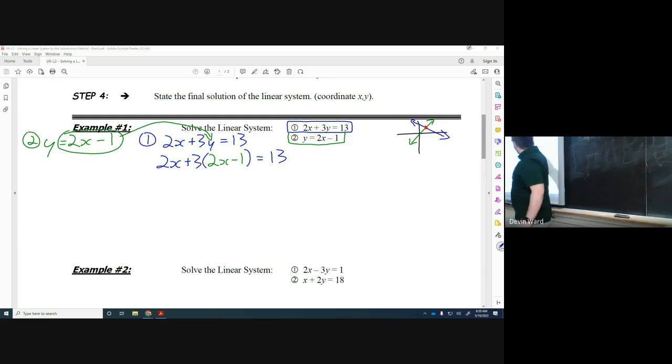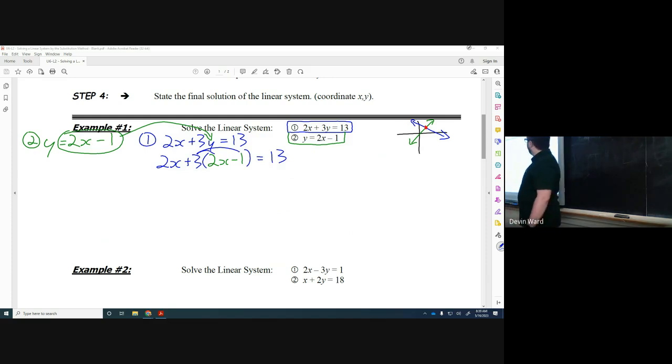Now, instead of having x and y in this equation, all I have is x. I have an x here and an x here. I can solve for x in this equation. I'm going to distribute that out to get 2x plus... What's 3 times 2x? How many x's would I have? Yep, 6. Perfect. So 6x, and 3 times negative 1 is negative 3, equals 13.